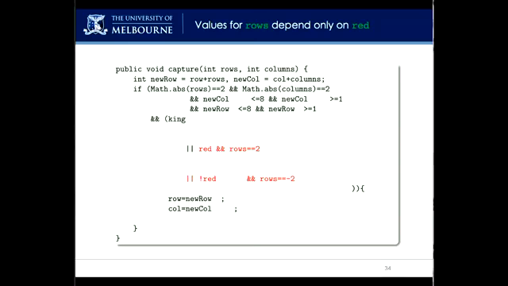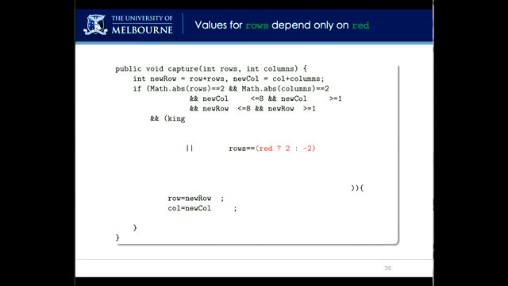So the value for rows then depends only on red, so you can change that to be this ternary, yeah, that word, this other if statement. So if you remember, that's an if statement there. So if red is true, rows becomes 2, and if red is false, rows becomes -2, right? So that's the first thing there. Again, it's making it smaller again.